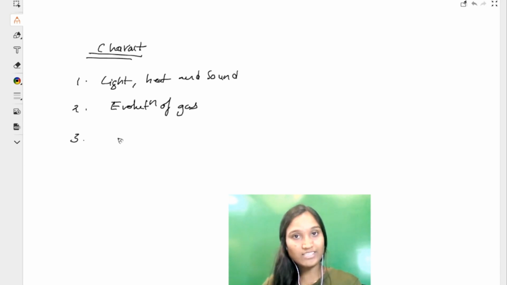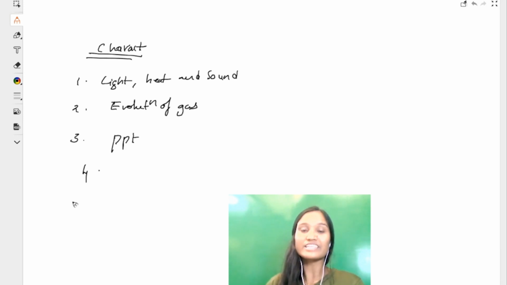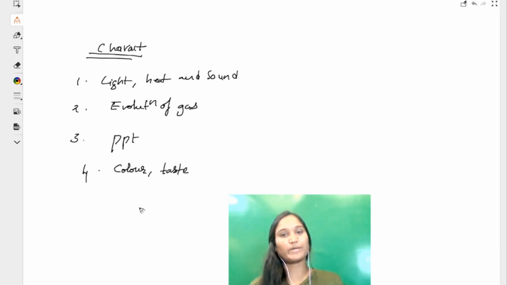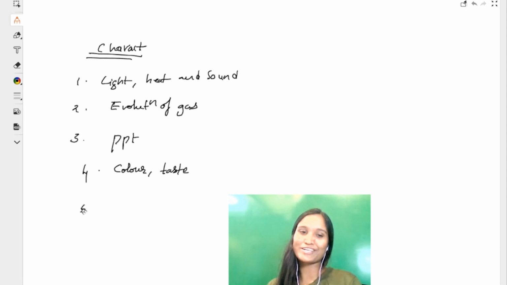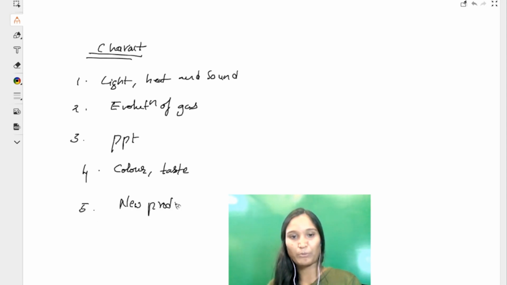Other than evolution of gas, sometimes a precipitate will be formed. And other than these changes, we might also notice change in color, change in taste, and change in smell as well. These are the characteristics commonly exhibited by chemical changes. It's not necessary that one chemical change should exhibit all these properties, but one or two of these properties are definitely exhibited. And one most important and common feature of chemical changes is formation of a new product, right?